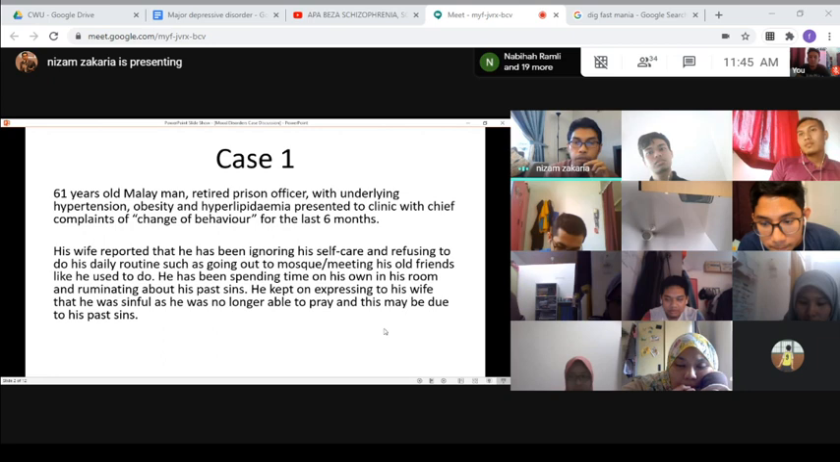Maknanya dementia ni kalau tak ada disturbance in function tu dia tak ada symptoms. Sebab symptoms dia dua je. Disturbance in memory and second is disturbance in ordinary function, day-to-day function. Okay. So could this be dementia? Why? Yes, because ruminating, there is idea of ruminating.